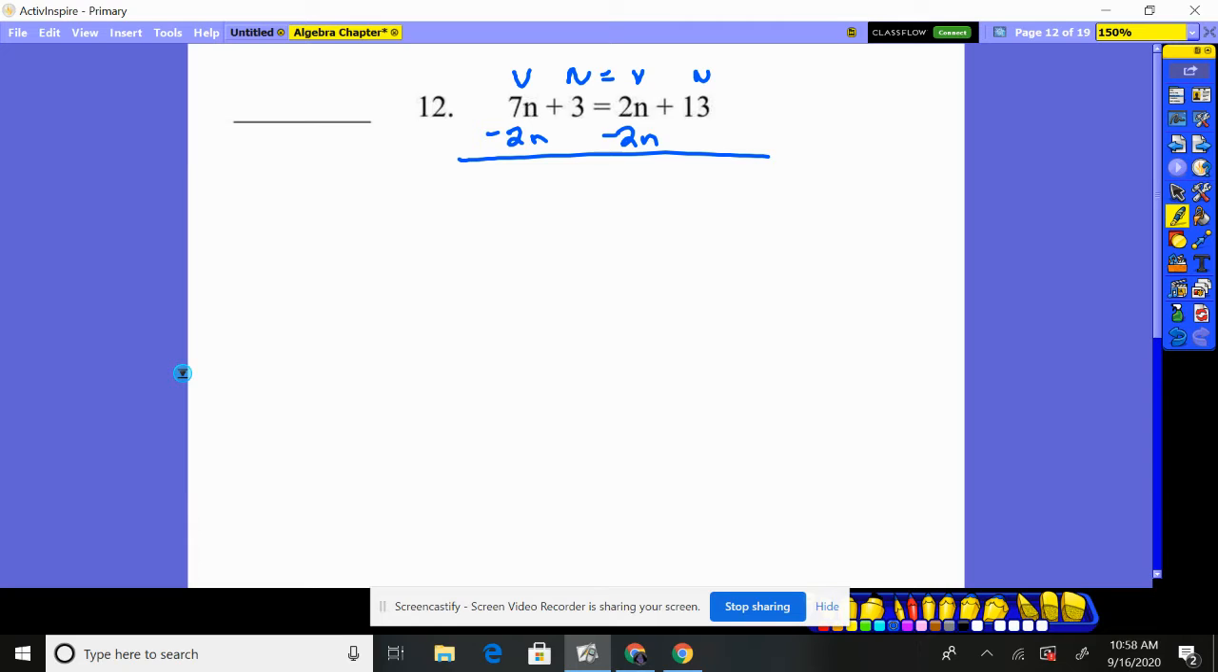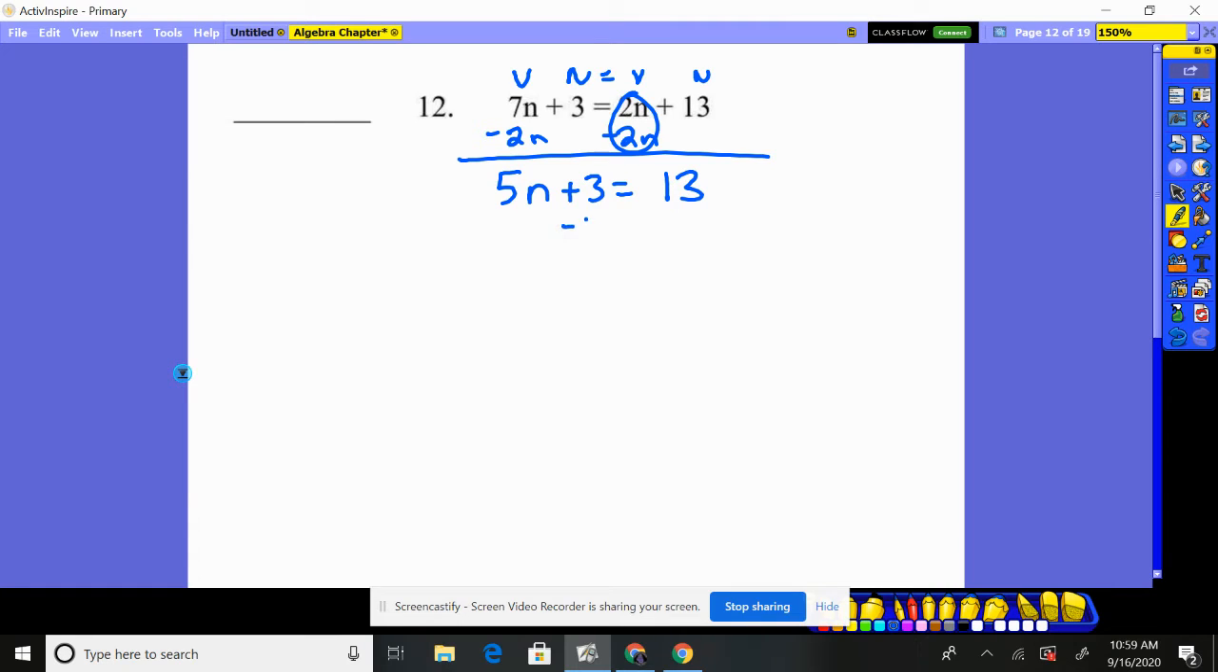If we move the smaller, we'll always end up with 7n minus 2n, a positive number of n's, which in this case is 5n's. Plus 3 equals 13, the 2n goes away. So you've gotten your variable over on the left. Now you need to get your numbers over on the other side, which in this case would be the right.